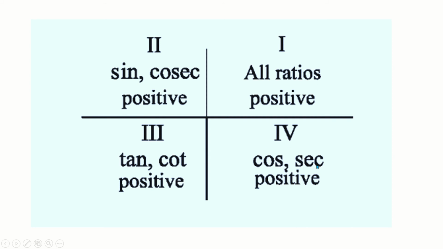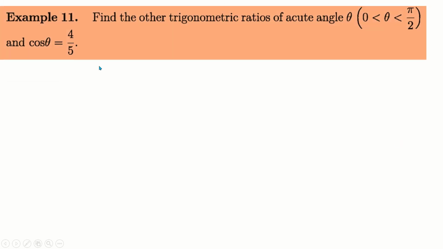You have to remember. All positive in the first quadrant, sine and cosec positive in the second quadrant, tan and cot positive in the third quadrant, and cos and sec positive in the fourth quadrant. You have to remember. Okay student, follow the example. This type of math you had already solved in general mathematics exercise 9.1.